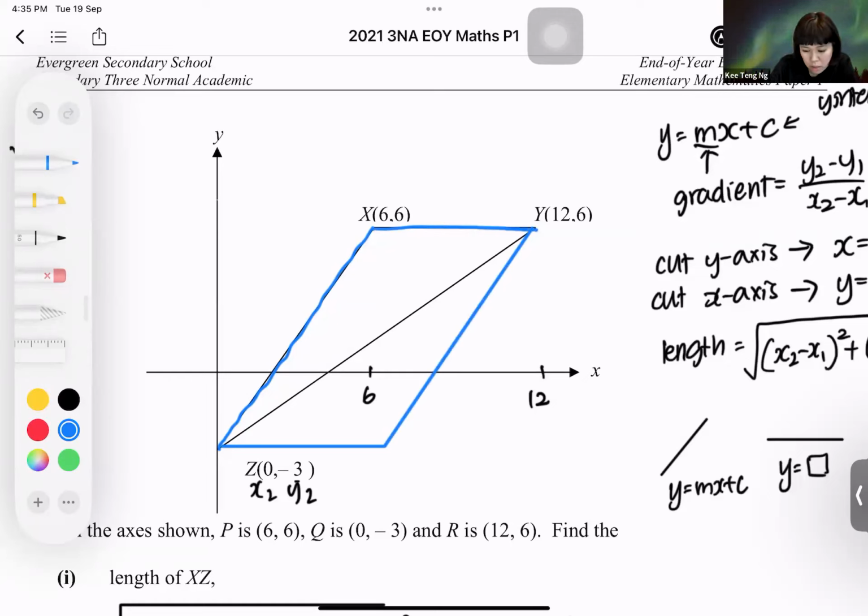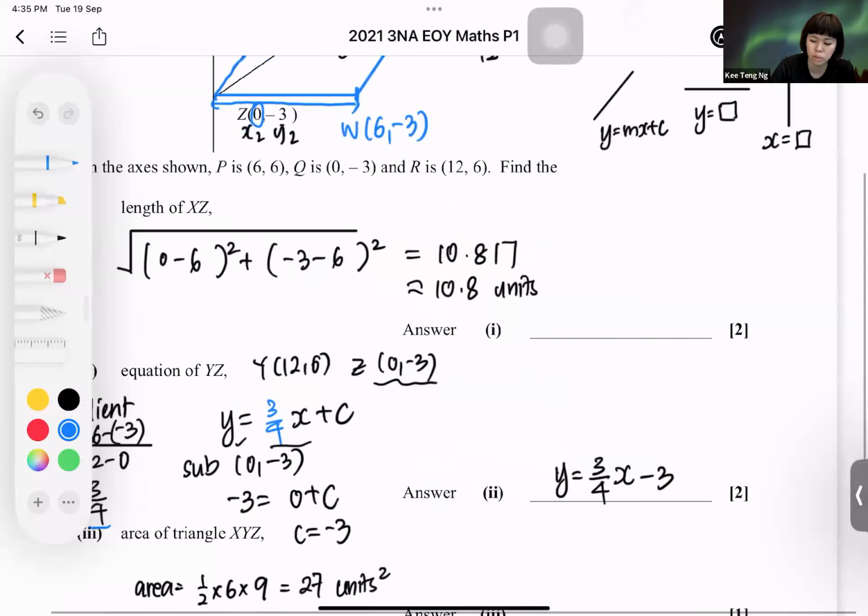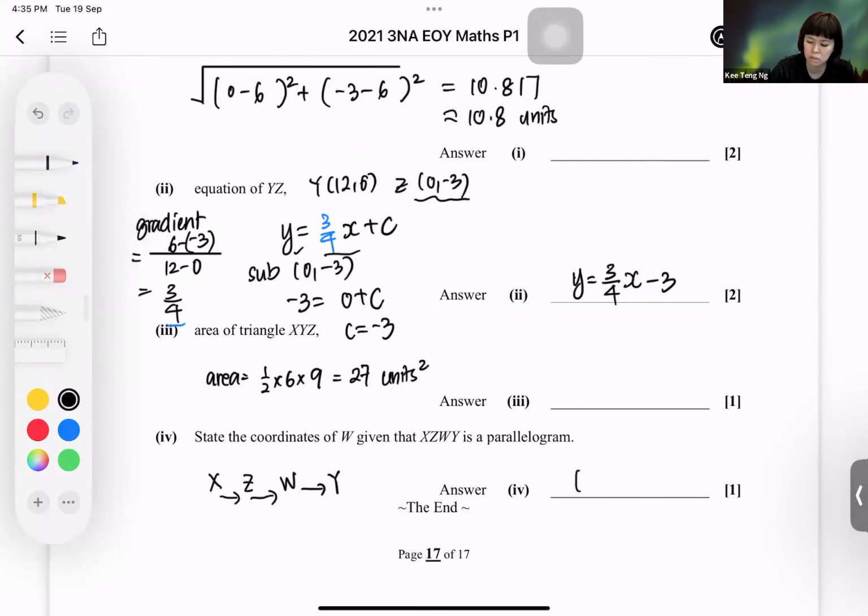If that's the case, the number of units here and the number of units there must be the same. So if this is 6 units, this one also must move 6 units. So my x number here from 0 becomes 6 units for W, negative 3. Still at the same level, never go up or down, so it's still negative 3, but the x coordinate changes from 0 to 6. So W will be 6, negative 3. Have you gotten your answer?